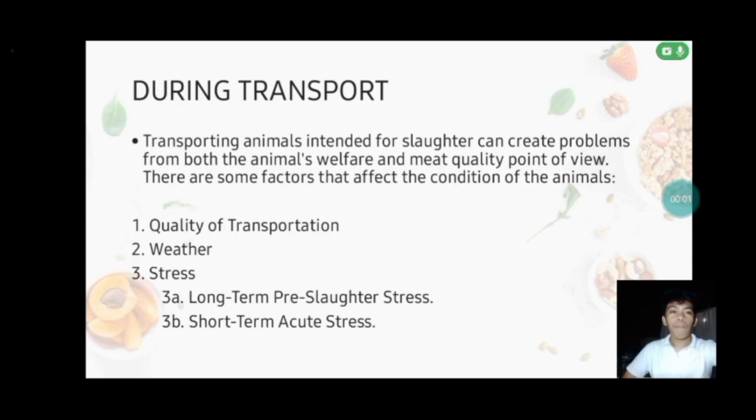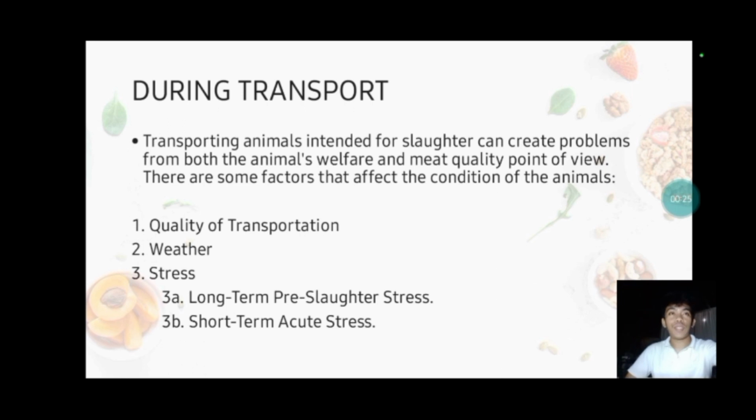Before we proceed to ante-mortem inspection, let's first have additional information about transport prior to slaughter of animals. Transporting animals intended for slaughter can create problems from both the animal's welfare and meat quality point of view. There are some factors that affect the condition of the animals.